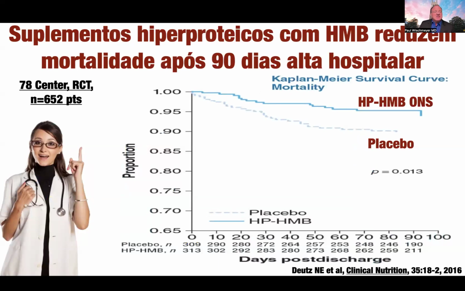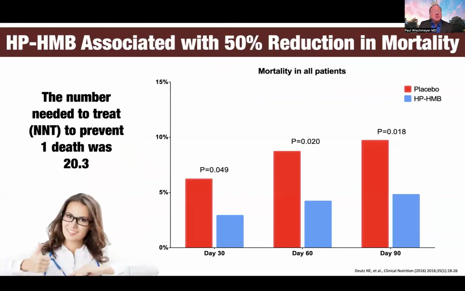This was a study in 78 centers and 650 patients that looked at giving an HMB-enriched oral nutrition supplement for 90 days after hospitalization. And what this showed was that patients who got HMB versus the placebo had a doubling of survival, or halving of mortality, versus patients who didn't get it. And this data is remarkable. Every 20 people who got an HMB-containing nutrition supplement had a life saved. You save a life when you do this every day. And it was true at 30, 60, and 90 days.